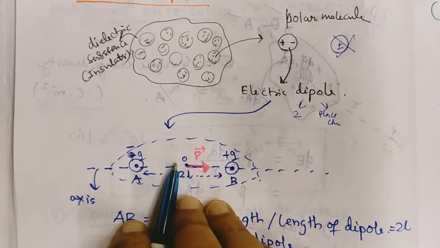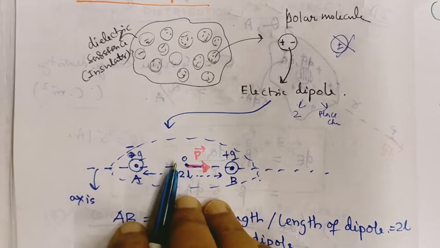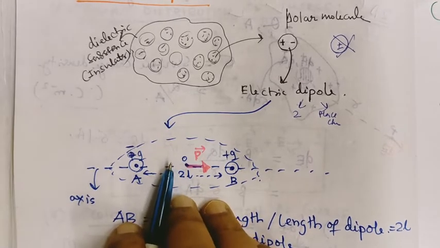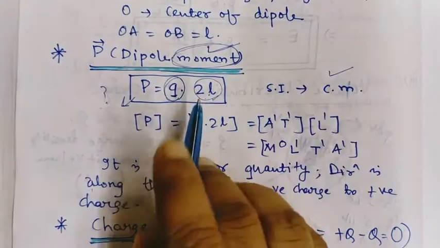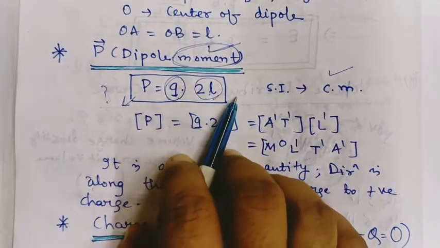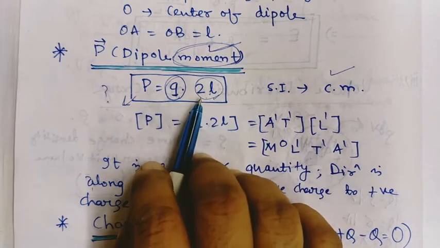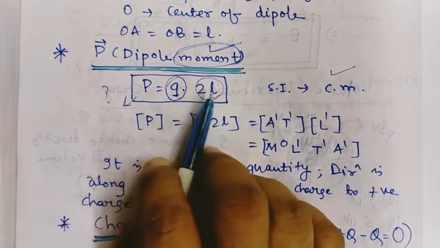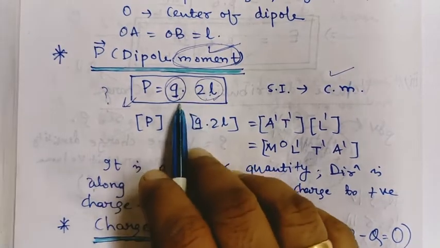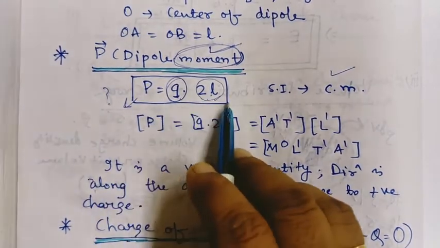While it rotates, there is a moment of force acting on it. When we derive this moment of force or torque formula, you will know how the dipole moment is derived as q into 2l. In a later class we will discuss, that is in your course, so you should not worry about it, why it is q into 2l and why its direction is from negative charge to positive charge.